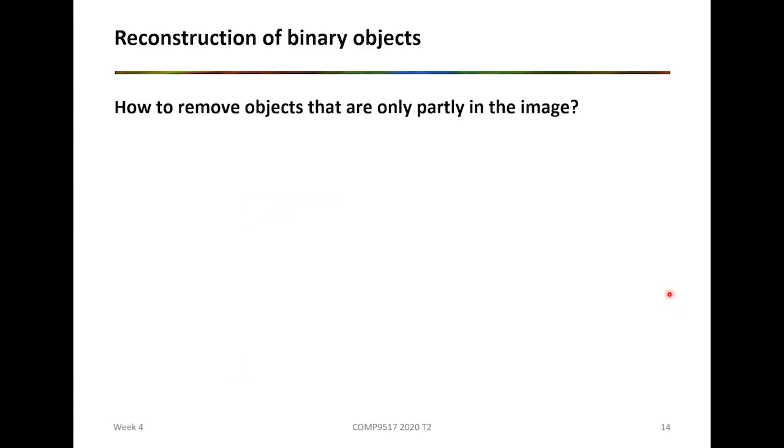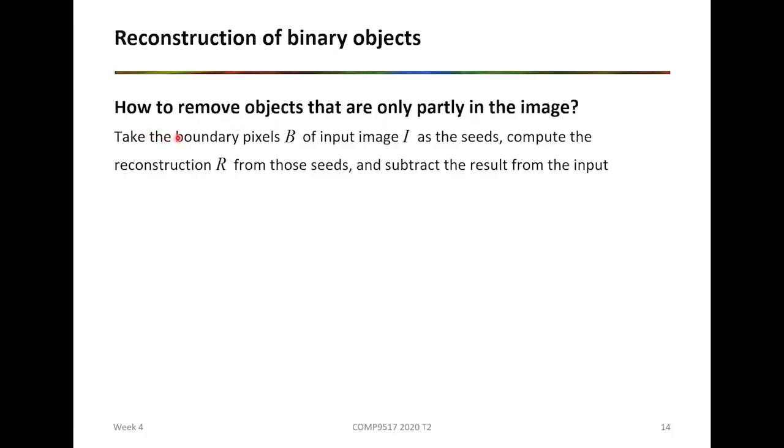Another thing we may want to do, for example, is remove objects that are only partly in an image. What we can do is take the boundary pixels of an input image as the seeds, and then compute the reconstruction, as we've just defined in the previous slide, the reconstruction from those seeds, and subtract the result from the input.